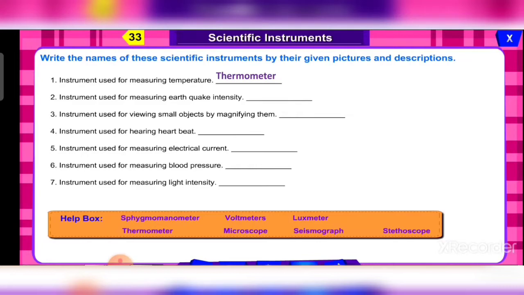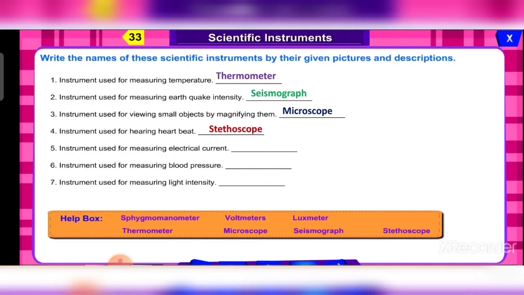Number 2, instrument used for measuring earthquake intensity. So kids, what is the answer? Yes, it's a seismograph. It is an instrument used to detect and record earthquakes. Number 3, instrument used for viewing small objects by magnifying them. So yes, it is the microscope. A microscope is an instrument used to examine objects that are too small and cannot be seen by the naked eye.